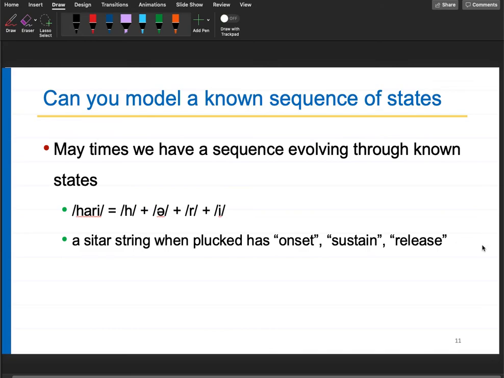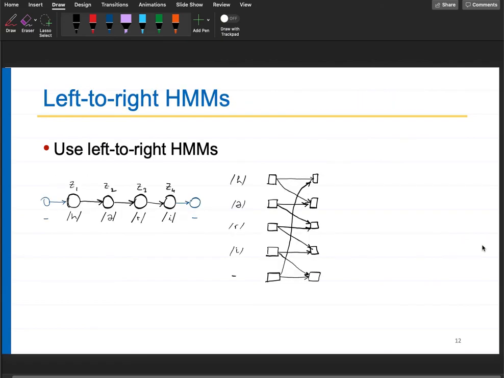So another example here is in music. Let's say a sitar string or any guitar string, if you pluck the string, the sound has a natural evolution. First there is an onset, there was silence in the beginning, and suddenly the sound rises. Then the tone will continue for some time, that is the sustained part, and then release means it will die down after some time eventually. So you have 3: onset, sustain, release. So how can you use HMMs to model this information?